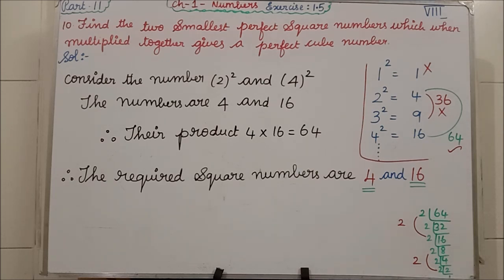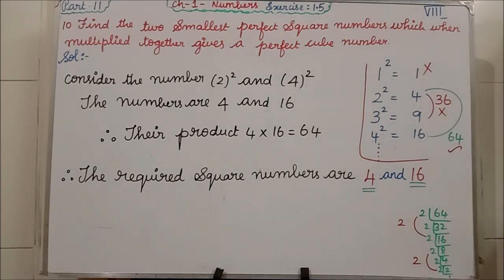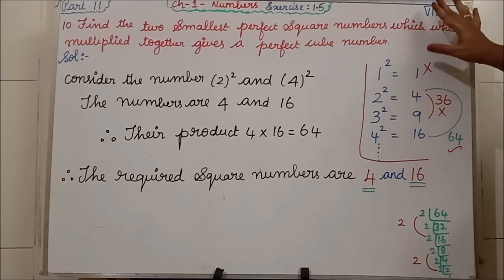10th question. Find the two smallest perfect square numbers which, when multiplied together, give a perfect cube number. We have to find the two smallest perfect square numbers. Clear all of you? I'll explain the question in detail now.